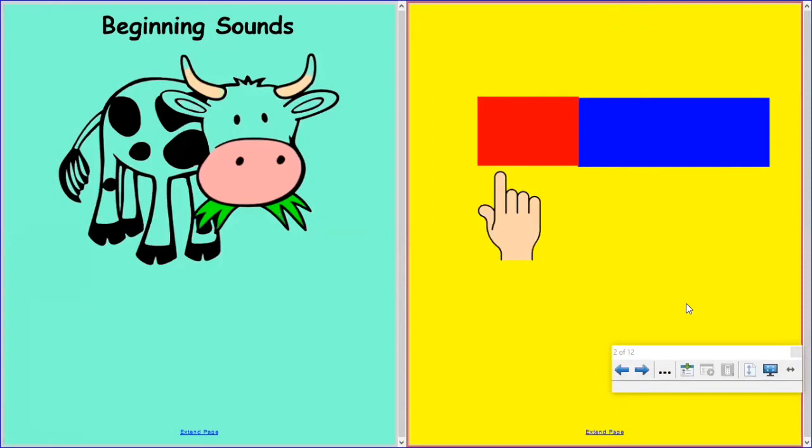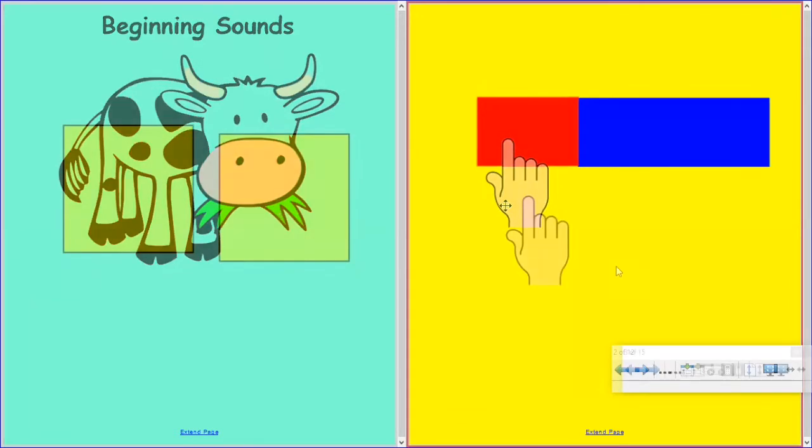Listen to the beginning sounds of words. The beginning sound is the first sound you hear when you say a word. Like in the word cow, say cow. K, k, cow. Cow begins with the k sound.